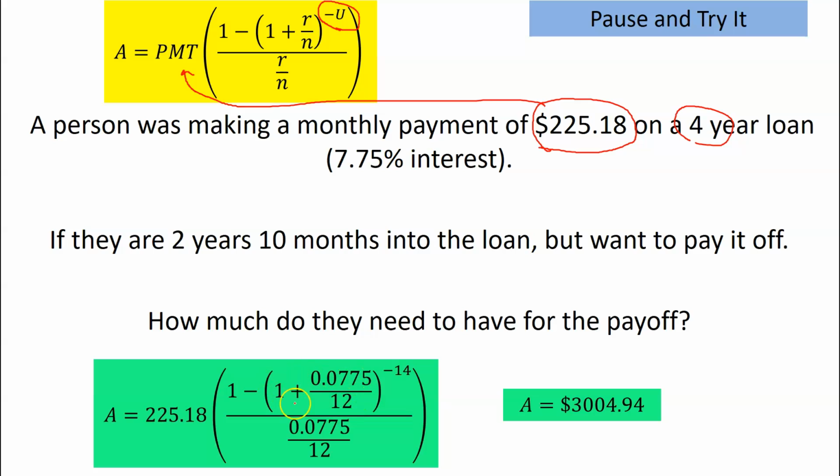I would start here, get that number, raise to the negative 14, write that down maybe. Get this number. Then go back and go 1 minus that, divided by that, hit enter a lot, and then finally multiply by 225.18. It's not that students don't usually understand the formula. It's getting it out of your calculator correctly is usually the issue when we do this stuff.